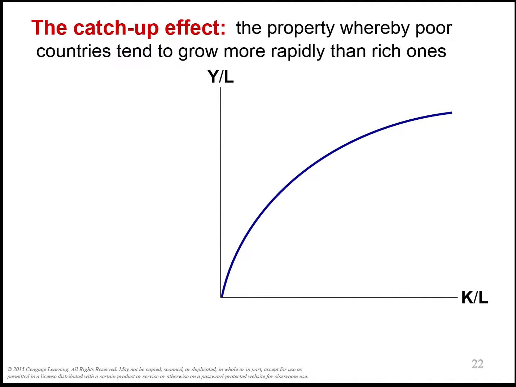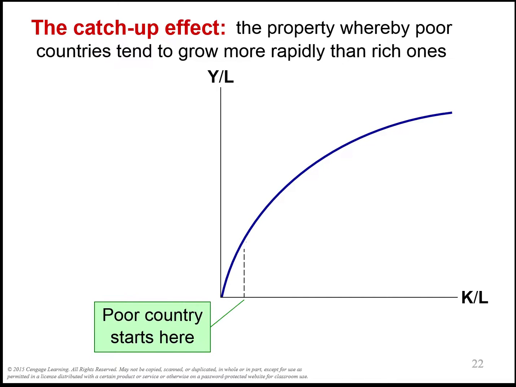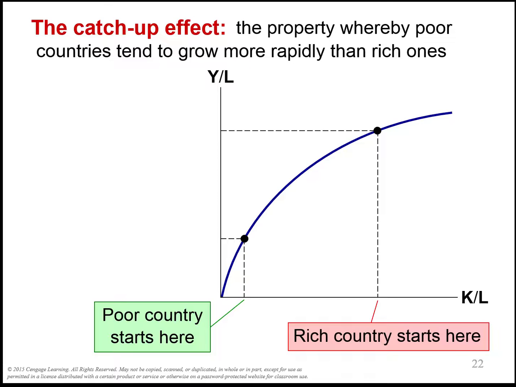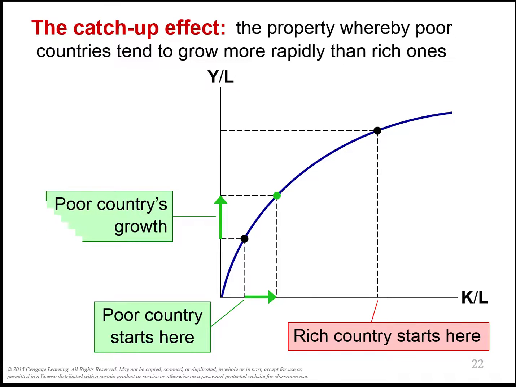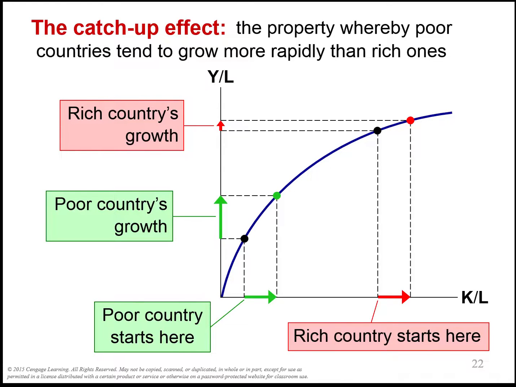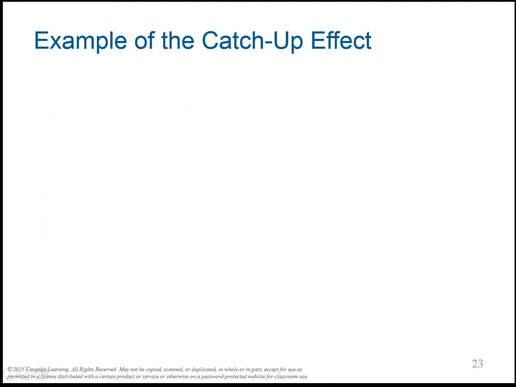Because these poorer countries grow faster, there's this thing called the catch-up effect. And basically, it's just what we saw. A poor country starts here and a rich country starts there. They both have the same increase in their K over L, but the poor country's growth is very much bigger than the rich country's growth. Now, the poor country's growth won't grow this much forever. Once it starts catching up and gets up here, then it will also grow slowly as well.